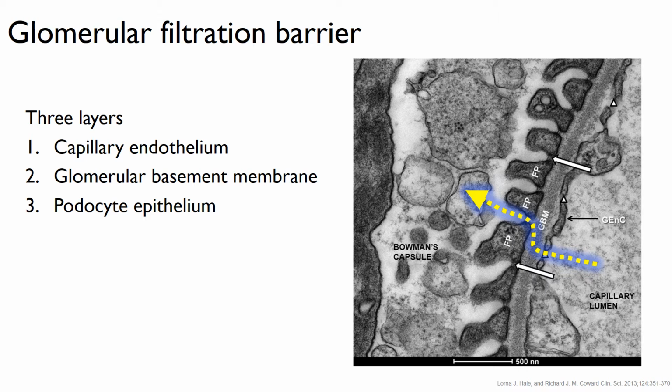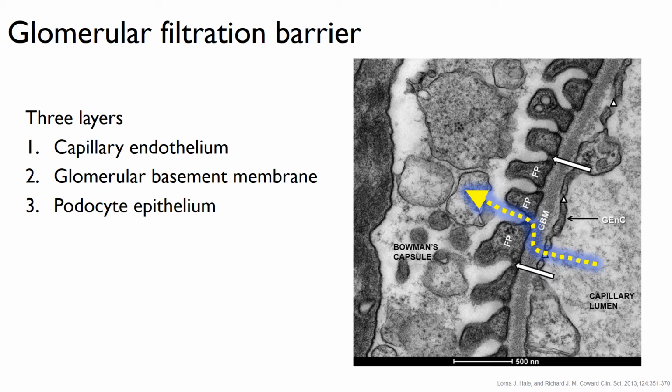What you are seeing here is an electron micrograph of the glomerular filtration barrier. The glomerular filtration barrier is made up classically of 3 primary layers, and they are in order going from the blood side to the urine side, if you will: the capillary endothelium, the glomerular basement membrane, and the podocyte epithelium.